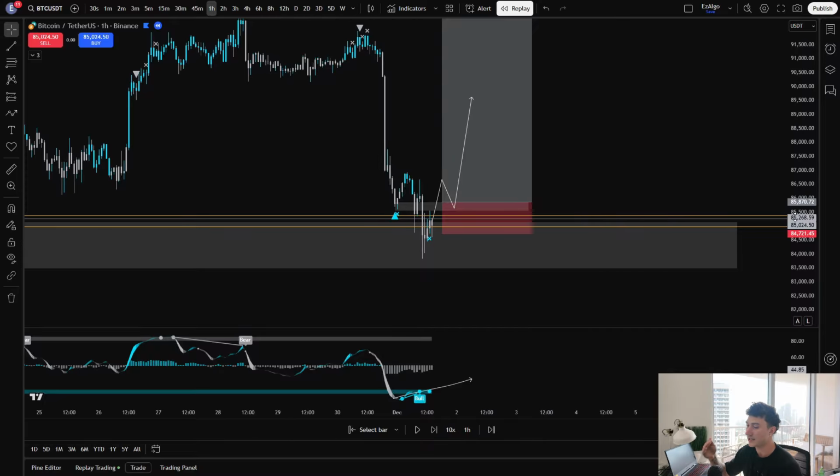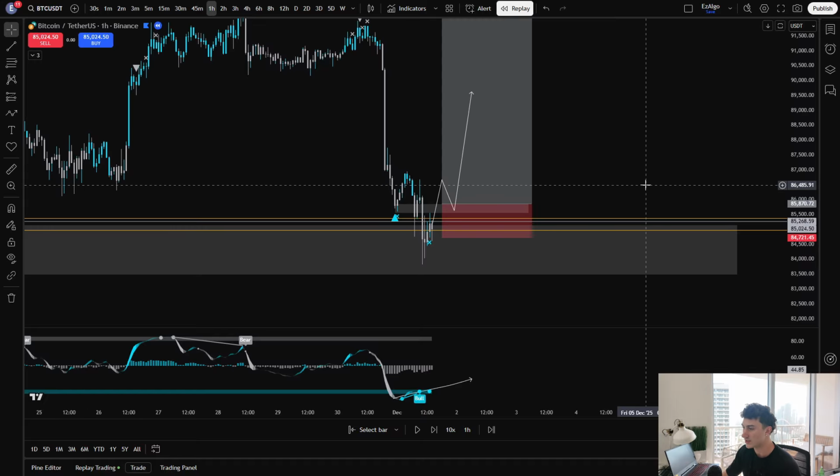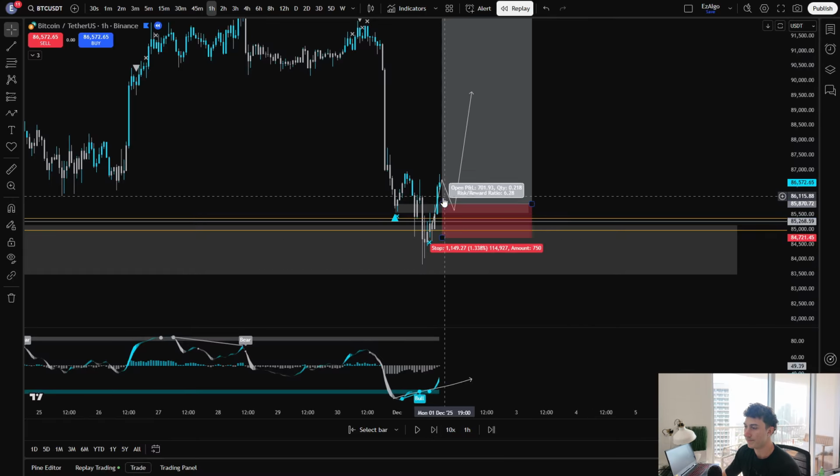So at this point, I'm actively marking up my chart. I'm making the trade plan in advance for what I want to see. And at this point, all I'm doing is waiting for follow through, okay? So boom, there we have it.